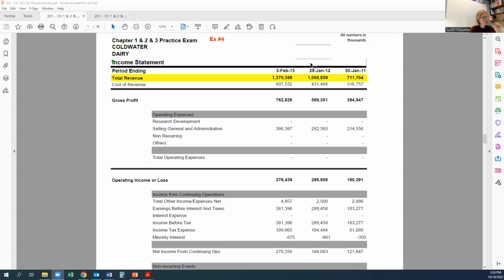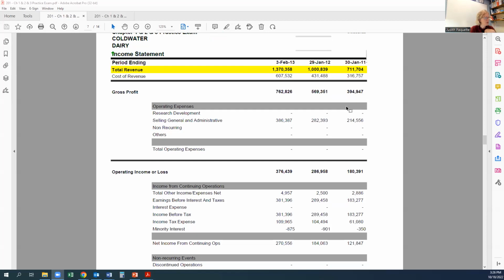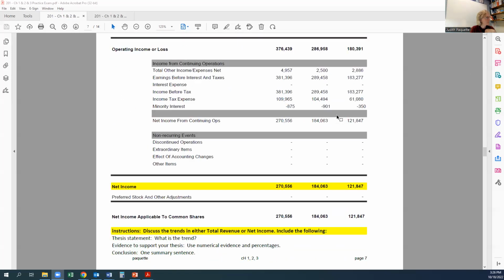All right. So when you're looking at trend analysis, and you've probably seen the solution, it's pretty simplistic. So come to the bottom. Instructions: discuss the trends in either. Okay. So one of the big reasons students lose points is because they may not read the question. I may ask you to list net sales and net income, but when it comes to the writing, I'm just going to have you pick one of them, not both. I want you to demonstrate that you know how to do a simple trend analysis. Okay. So your thesis statement is going to be a very simple statement.